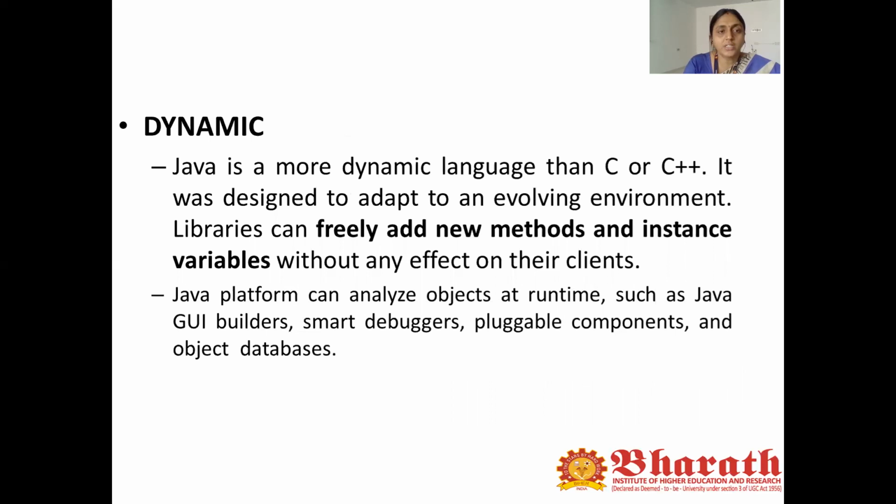And the next feature here is dynamic. Java is a more dynamic language than C or C++, and it was designed to adapt to an evolving environment where the libraries can freely add new methods and instance variables without any effect on their clients. And the Java platform can analyze objects at runtime, such as Java graphical user interface builders, smart debuggers, pluggable components, and object databases.